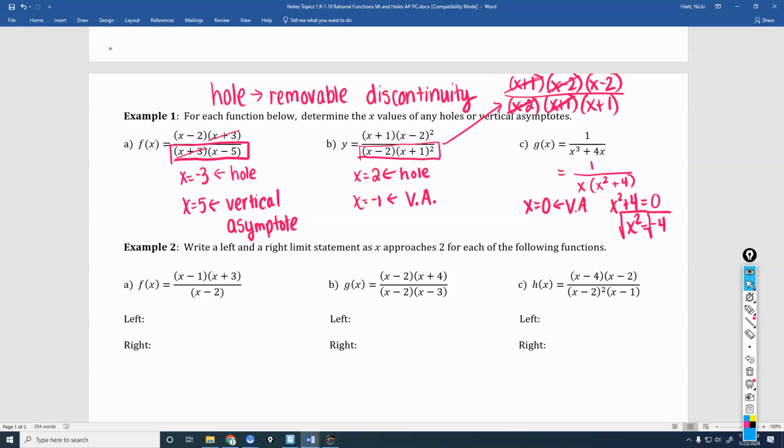Can you take a square root of a negative number? Is there any number times itself that will give you a negative number? There is not. You can't take the square root of a negative, so you don't actually get an answer from that. That value is always positive. X squared is positive. You're adding 4 to it, which makes it even more positive. So you don't have a vertical asymptote from that part.